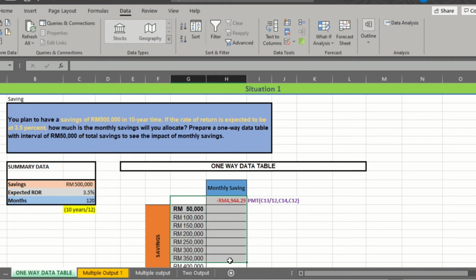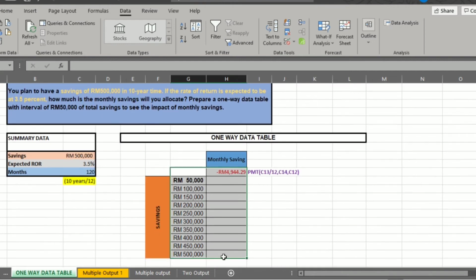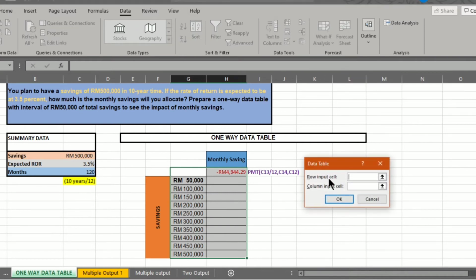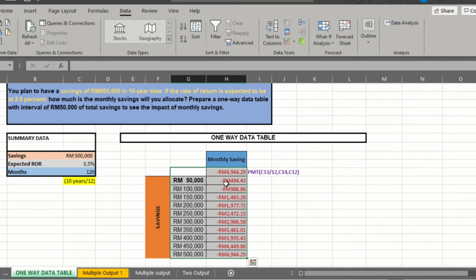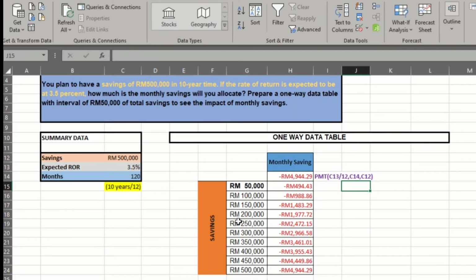In order to know how the monthly saving will vary when the amount of saving changes at an interval of 50,000, you can use Data, click What-If Analysis, choose Data Table, and the column input cell will be saving. So in order to get the saving of 500,000 ringgit in 10 years, the monthly saving must be 4,944 ringgit 0.29 cent.